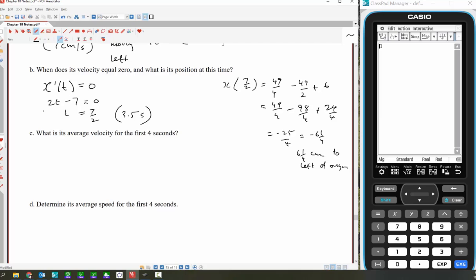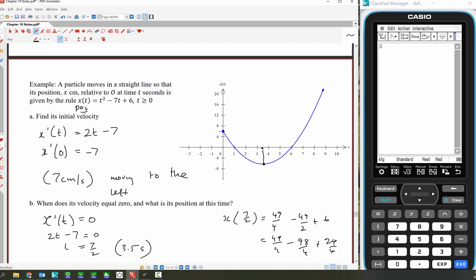All right, average velocity for the first 4 seconds. Watch out for this, because we aren't actually going to use the velocity function. We're not after the instantaneous velocity, we're after the average velocity. The average velocity can be found by the rate of change of position with respect to time over the first 4 seconds. So average velocity equals x of 4 take away x of 0 over 4 take away 0, which is 4.